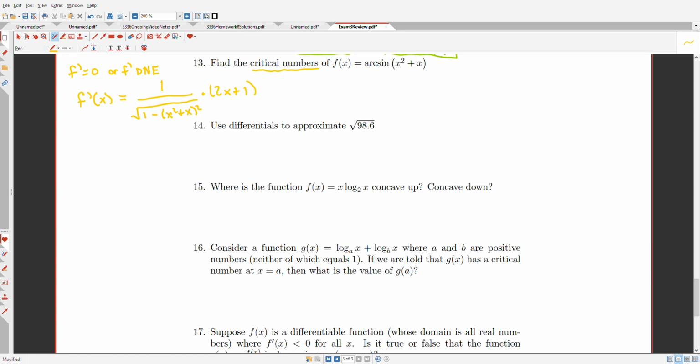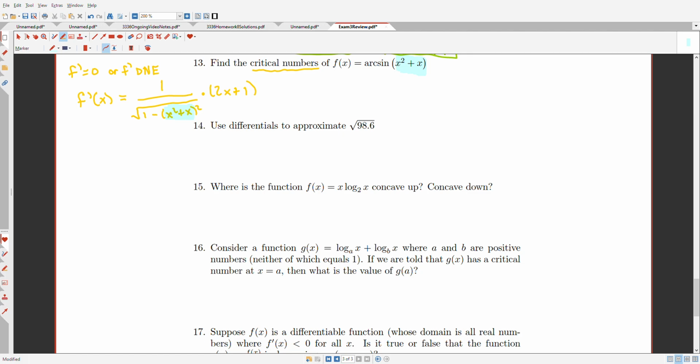So it's true that this derivative won't exist if that stuff in the square root is 0. But the only way to make that stuff in the square root 0 is to make that stuff that I've highlighted equal to 1 or negative 1. But if that blue stuff equals 1 or negative 1, then this stuff equals 1 or negative 1 in the original function. And if you think about the arcsine function, its domain is all inputs between negative 1 and 1.